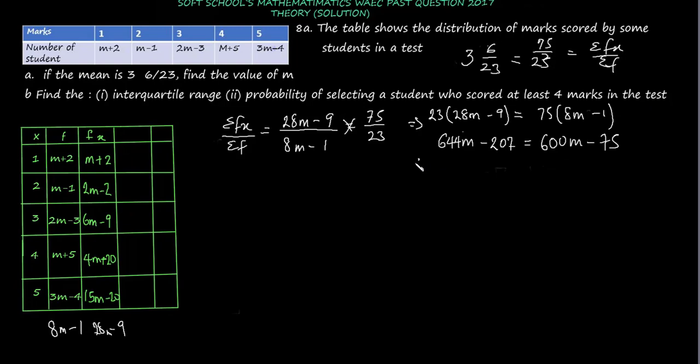Now this will come to this place, this will go to this side. So you now have 644m minus 600m is equal to 207 minus 75. When this one comes here, it becomes minus. So we have m here. This will give us 44m is equal to 207 minus 75. So that should give us 132.